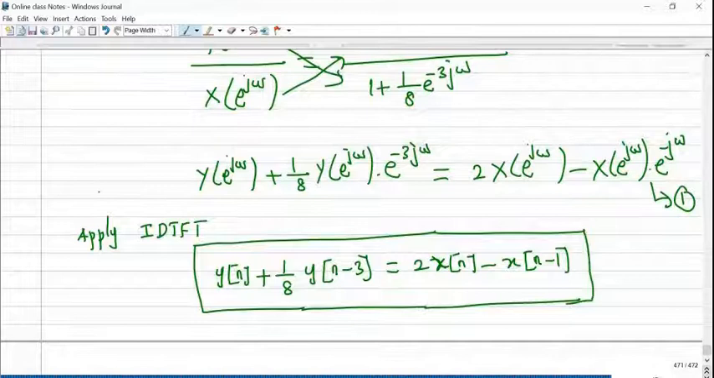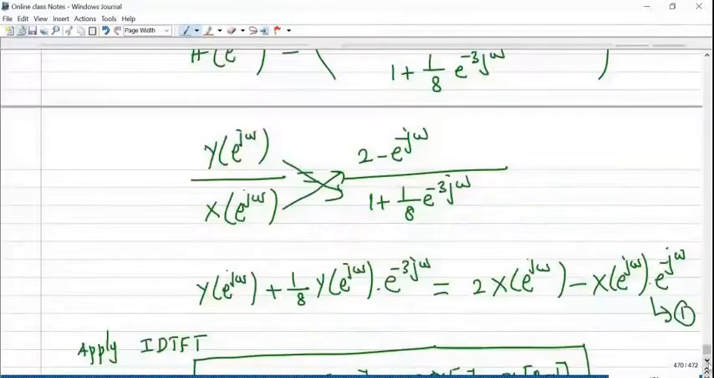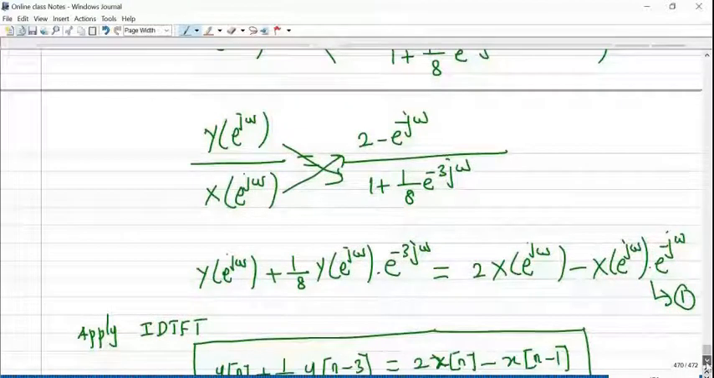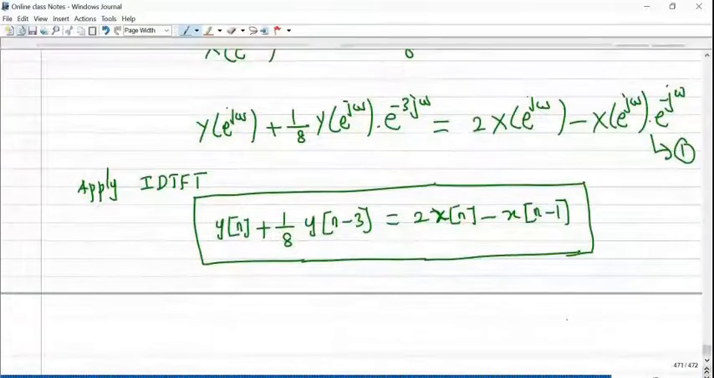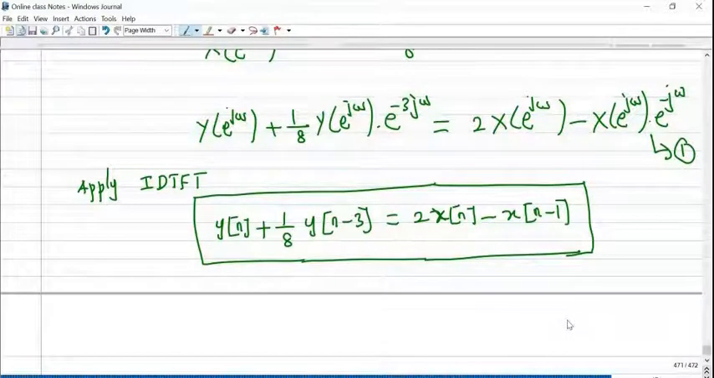So from transfer function to difference equation, particularly in this example, two systems are given. If only one transfer function is given, then your work is simple. Replace H equal to Y by X, cross multiply, and apply the inverse DTFT. Write down your difference equation. So that's all about DTFT problems, the maximum possible problems.